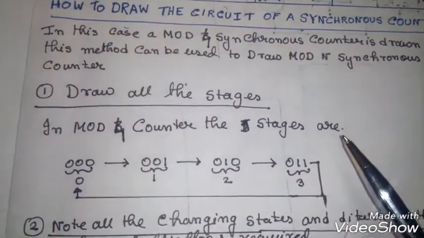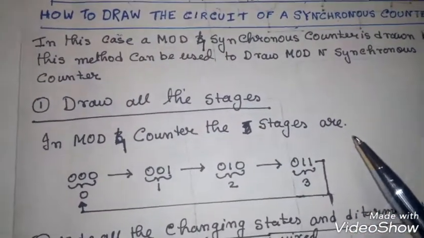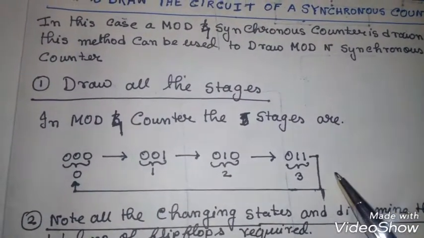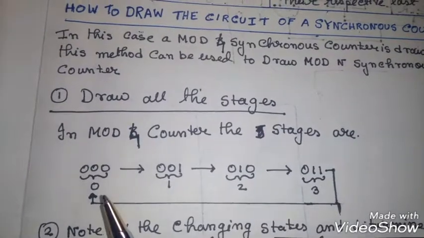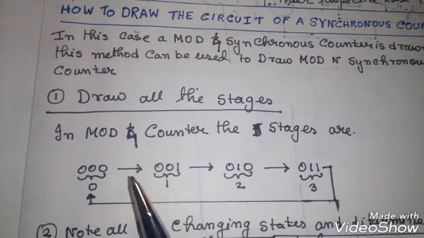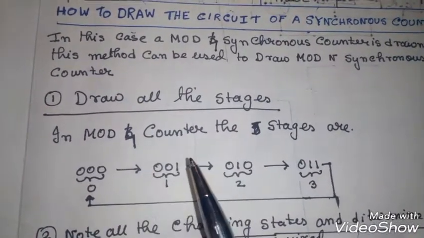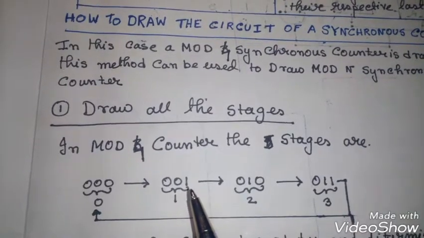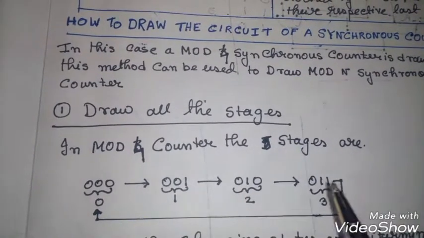The first thing you have to do is to draw all the stages. Here I have made a synchronous counter of mod 4. For mod 4 we need 4 distinct stages, and it is a mod 4 ring counter. This method is applicable to draw every kind of counter, whether a ring counter or not.